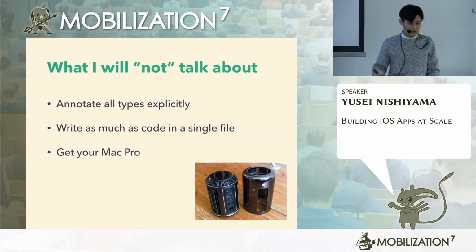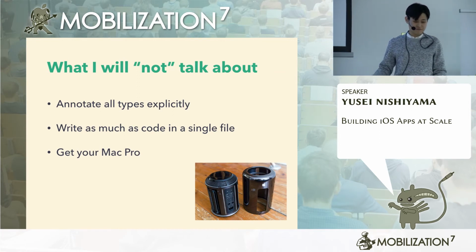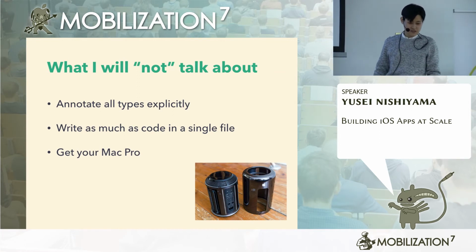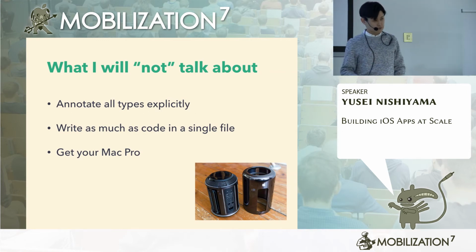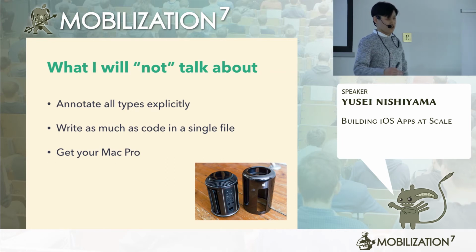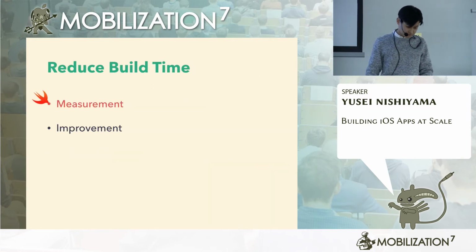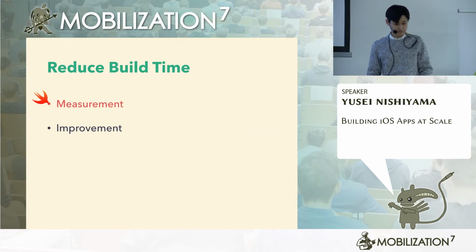Please don't worry, I will not talk about those nonsenses. Do you remember when Swift came out, someone said you should annotate all types explicitly, or you should put all code in a single source file? It's a kind of nonsense. Alright, first thing first, measurement.